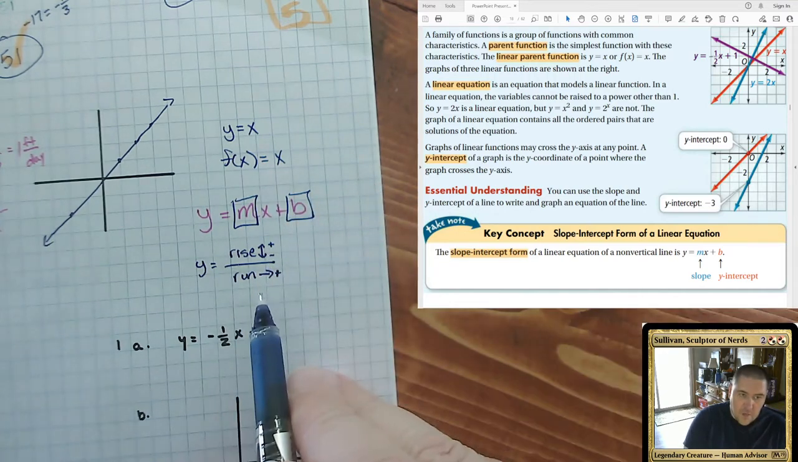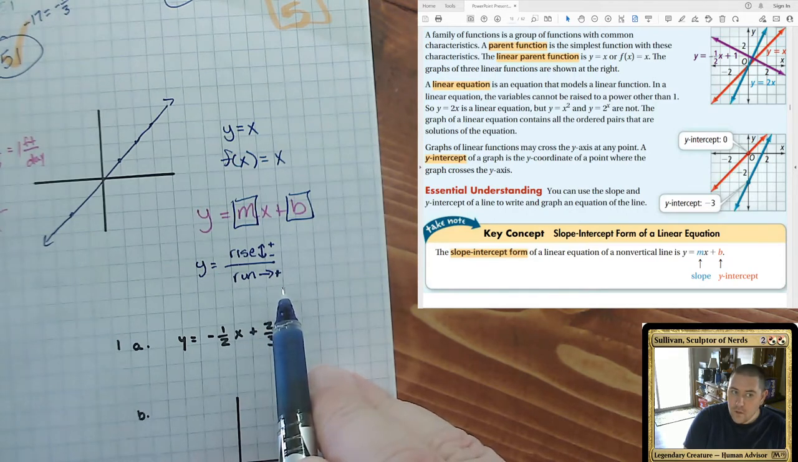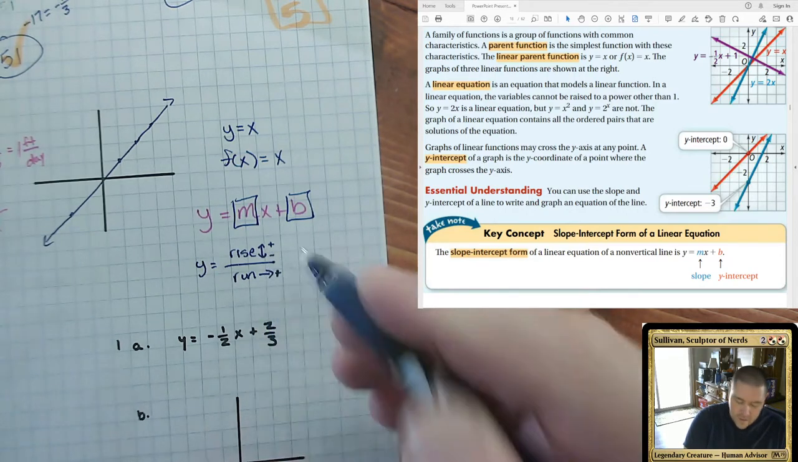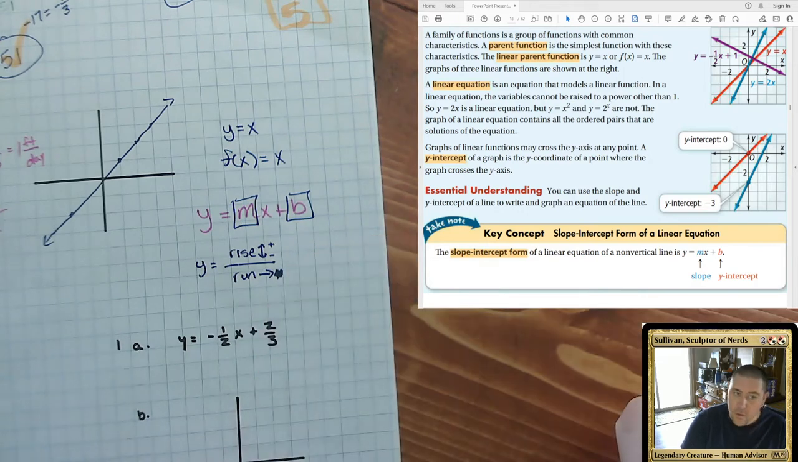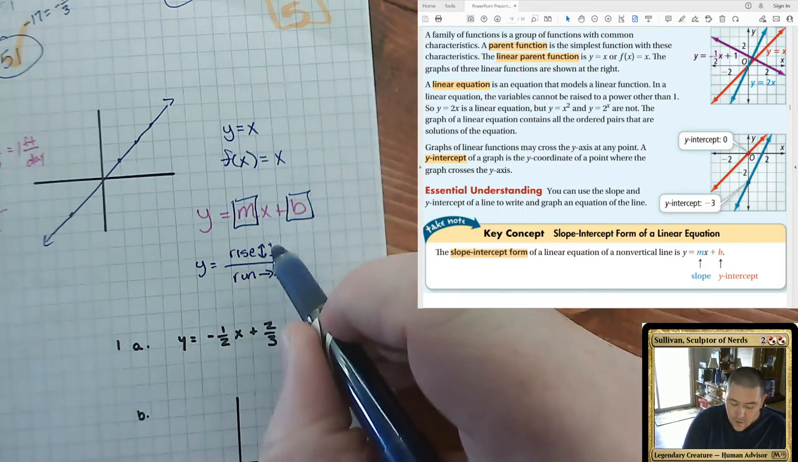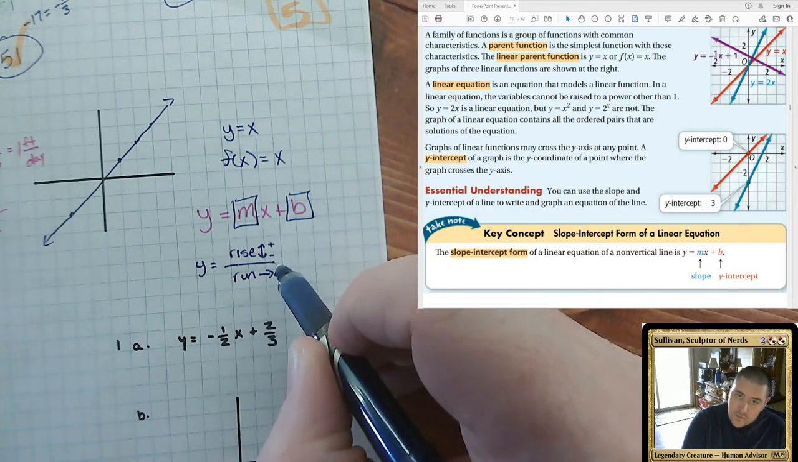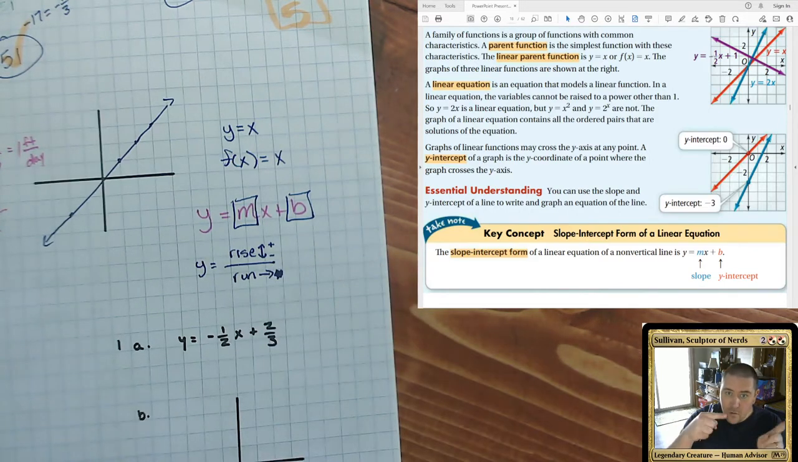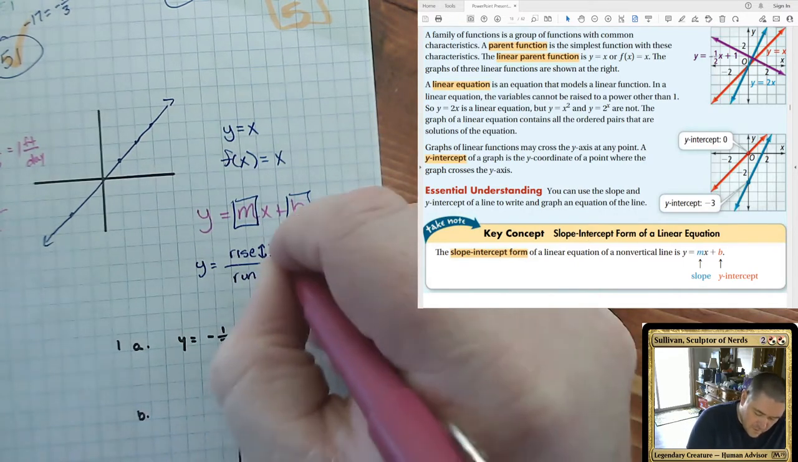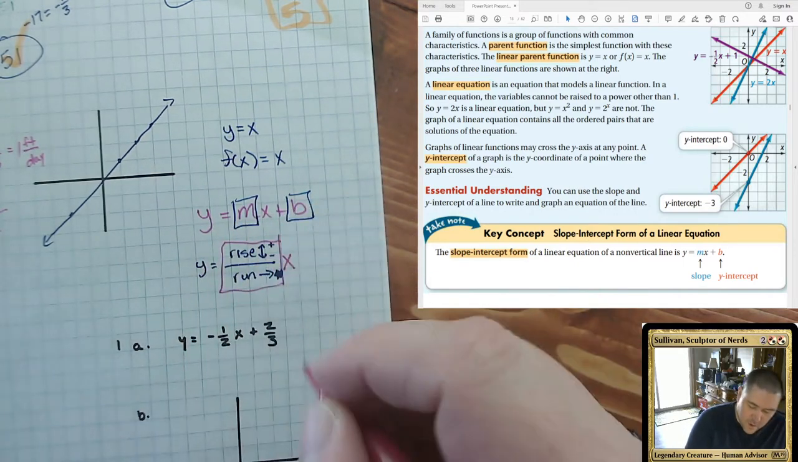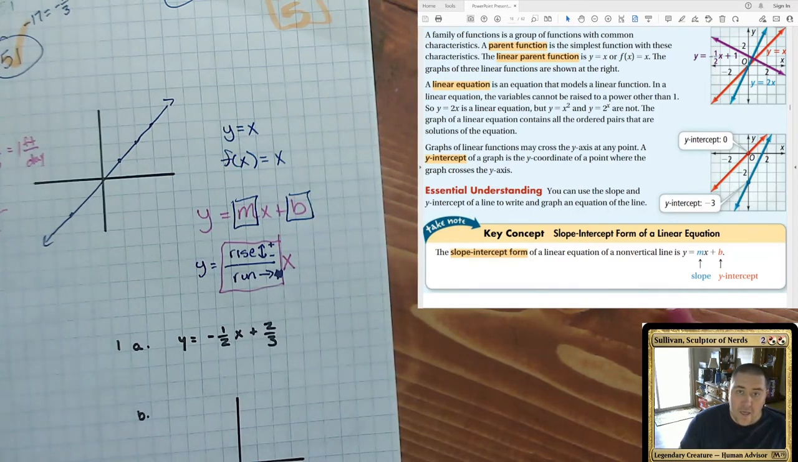If I run left to right, then the up or down of it, I don't have to worry about signs. The up or down of it is the sign. If it's positive, it goes up. If it's negative, it goes down. But I'm always headed to the right. So something rise over run x, and a y-intercept.